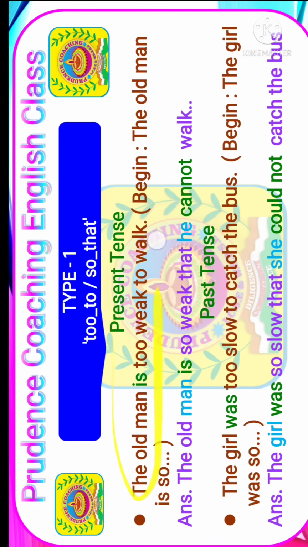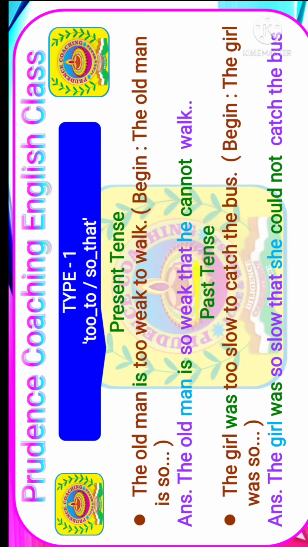That is a positive or affirmative sentence, and the tense here is present tense. First, as the subject is given, the old man, we will write it as it is. After that we use the same verb, that is. Instead of "too", we will use "so". After that we have the word weak, we will write it as it is. Instead of this "to", we will use the word "that", as we need to change it into "so that". So we have written: The old man is so weak that.